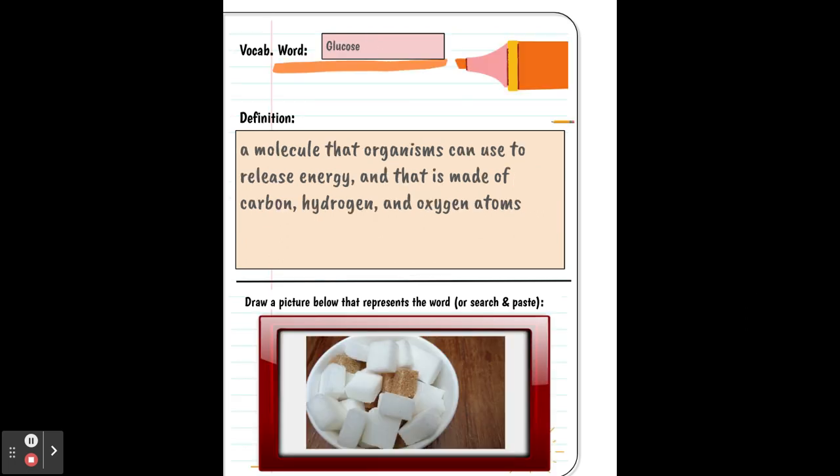Next one, glucose, a molecule that organisms can use to release energy and that is made of carbon, hydrogen, and oxygen atoms. So it's the ESM that we focus on the most in this unit. And you guys kind of learned about glucose last year. I don't know if you remember it, but it's the molecule organisms use to release energy that's made of carbon, hydrogen, and oxygen atoms, and it's a product of photosynthesis.